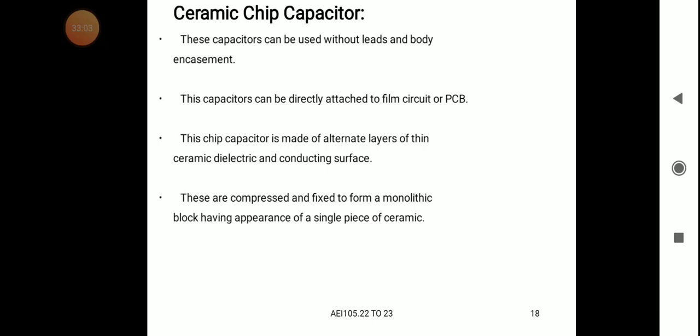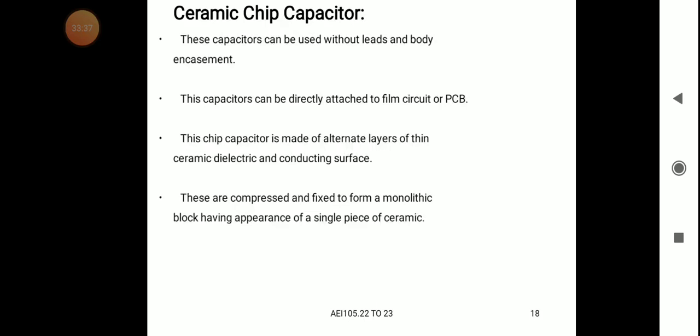These are compressed and fixed to form a monolithic block having the appearance of a single piece of ceramic. One after one we make the number of sheets. After making that, it appears as a single piece of ceramic. It has a high capacitance capacity. This is used directly on the PCB. This is a ceramic chip capacitor.